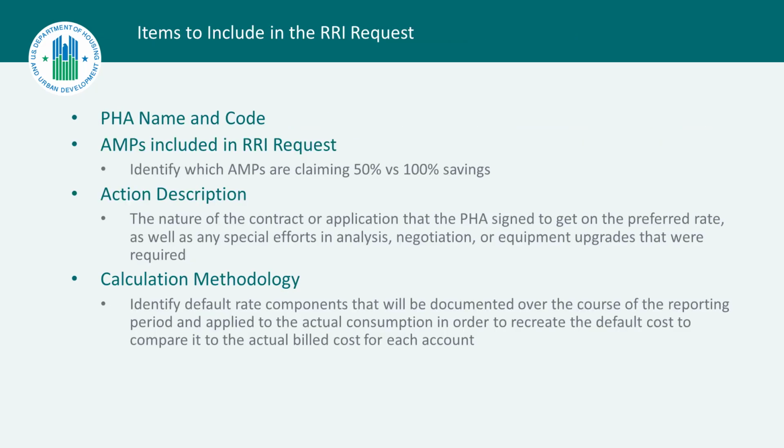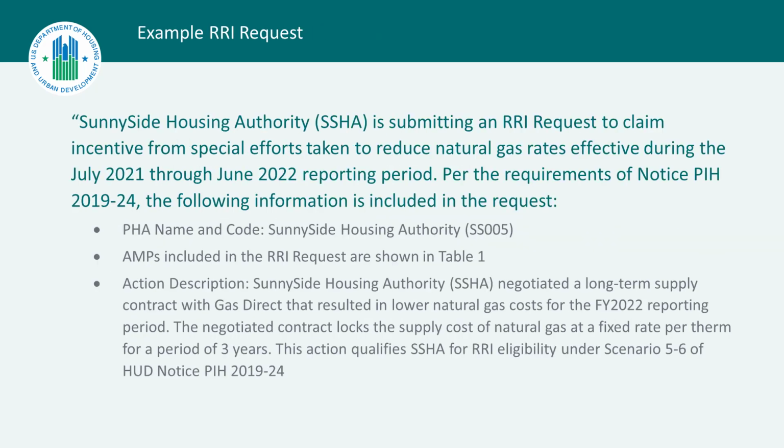A rate reduction incentive request must include the Housing Authority's name and code, asset management project or projects included in the request, a description of the action that resulted in the reduced utility rate, the calculation methodology, and whether the Housing Authority will be requesting 50% or 100% of savings. Here is an example of an RRI request.